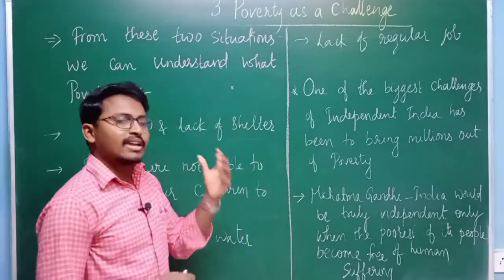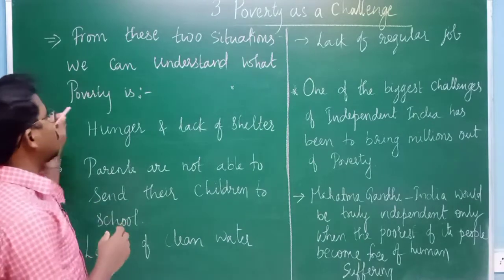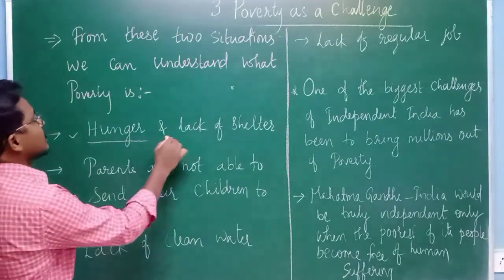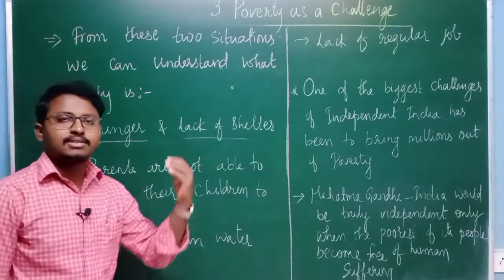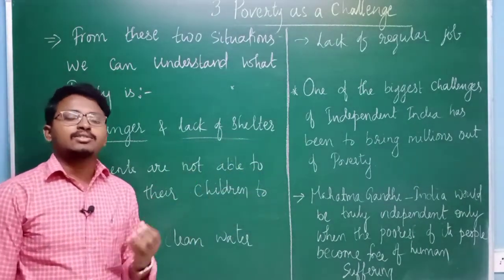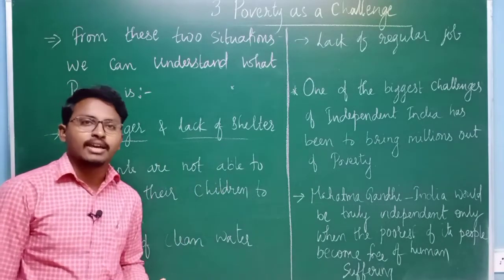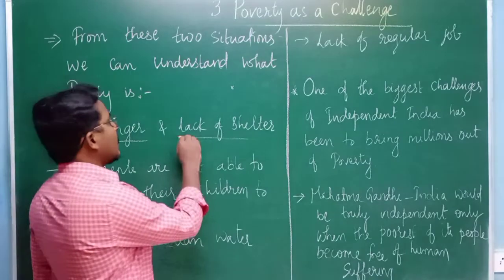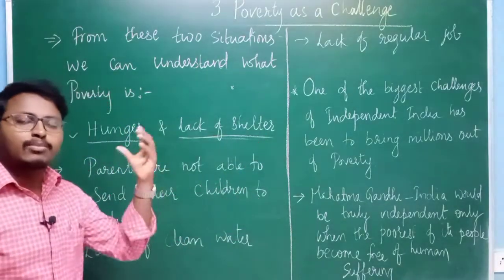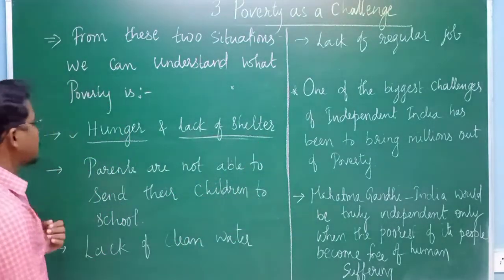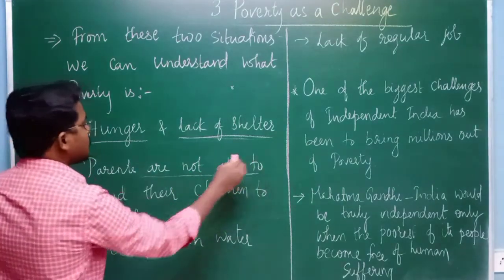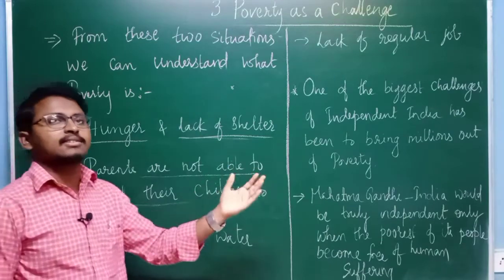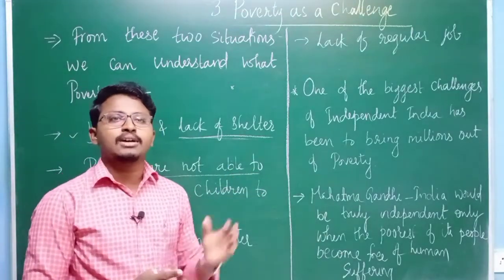You can see what poverty exactly is from these two stories: poverty means hunger and lack of proper shelter. People were eating only two times a day, but a normal person usually eats three times. And there is a lack of proper shelter, not having a proper place to live, and parents are not able to send their children to school. Here you can see in both cases they are not able to send their children to school.